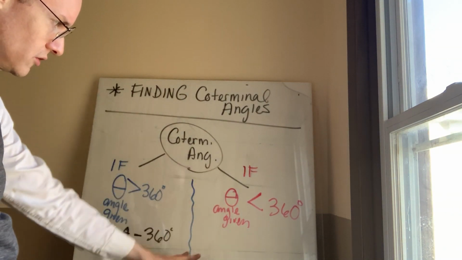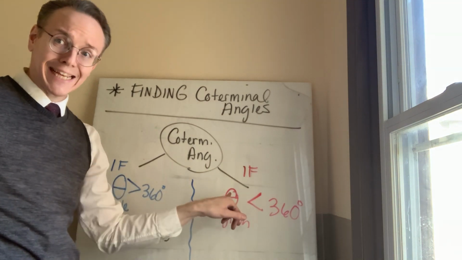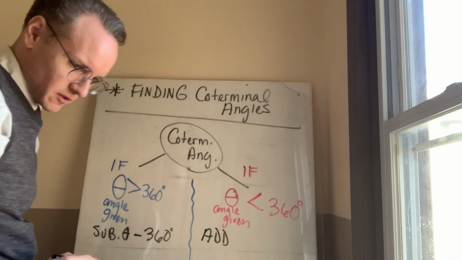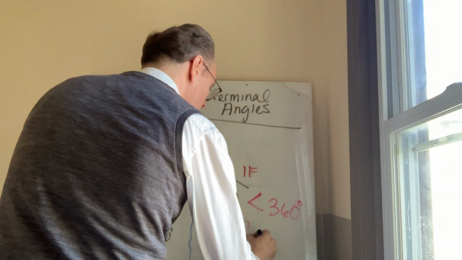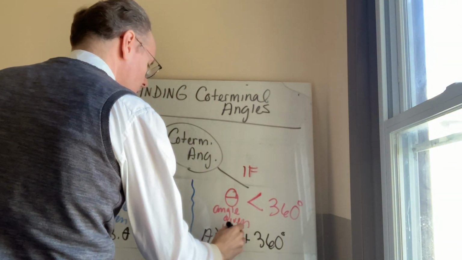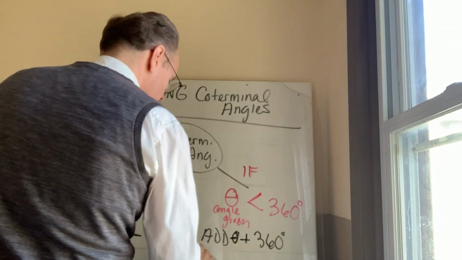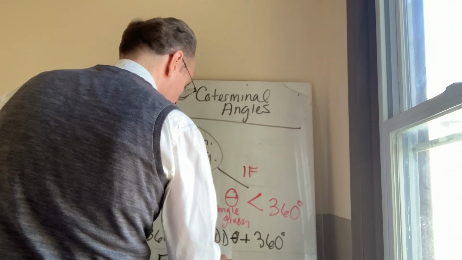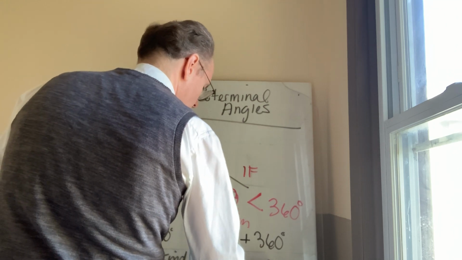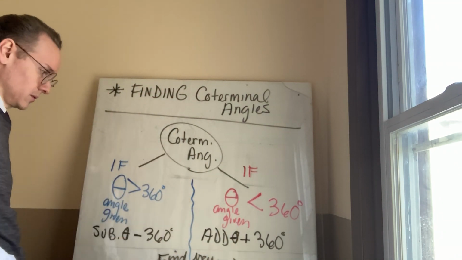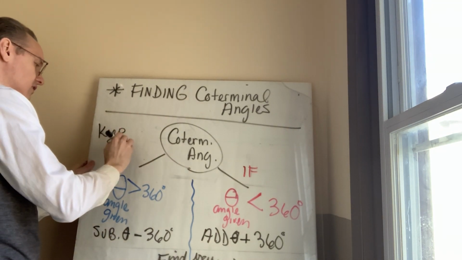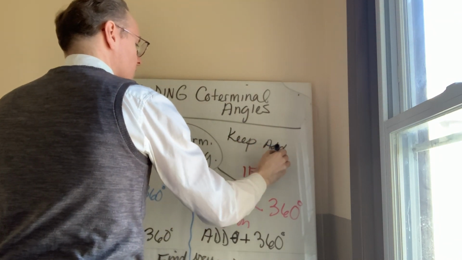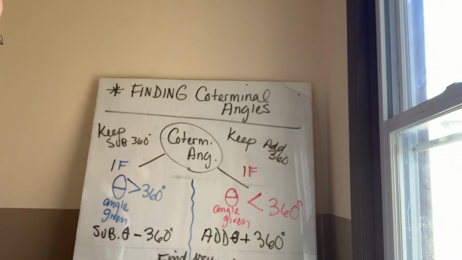Okay. If, on the other hand, you're in this situation where you are in the normal range, or maybe something negative even, you're going to basically add 360, right, to the given angle. And that will find you, in both cases, a coterminal angle. You can keep subtracting 360 in this case, and you could keep adding 360 in this case, and you get infinite coterminal angles if necessary.